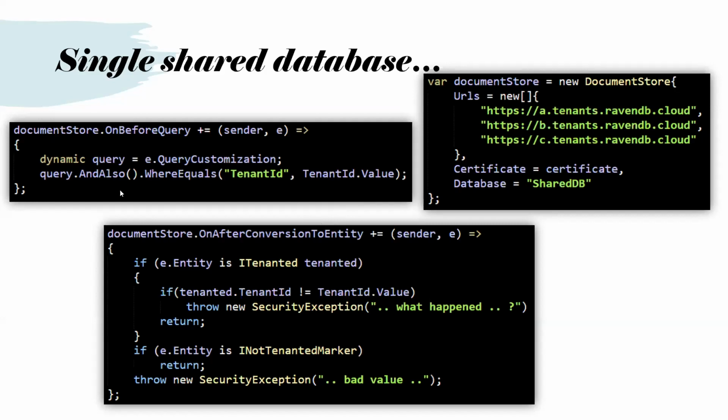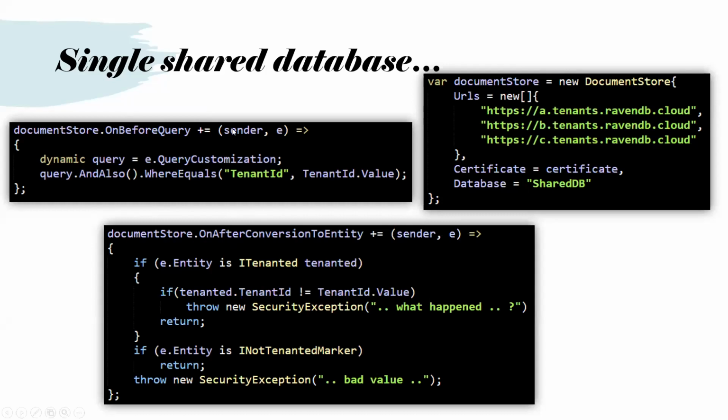Now, this applies only to queries, but maybe I'm doing something else. I'm doing load, includes, those sort of things. For those, I also have this, after conversion to entity. And I have two interfaces in my system. One of them is tenanted, which is data that has per tenant existence. And I have I'm not tenanted marker, which is data that is globally shared. That might be something like the VAT rates, tax rates, those sort of things. Now, these two make sure that I'm only getting my data, and this ensures that they have a failure if I'm trying to access someone else's data. And you can see just two calls, you set it up at the beginning of the system, and everything just works from there.